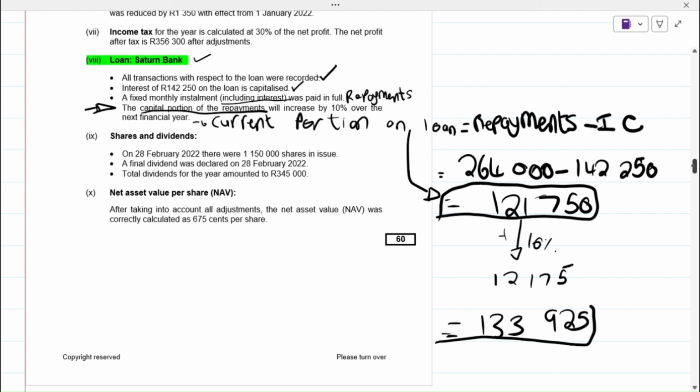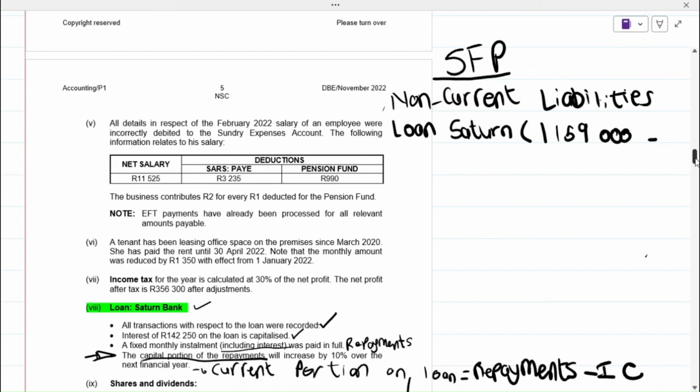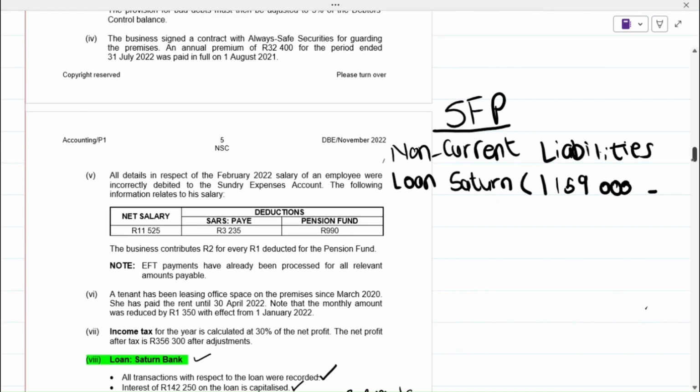Your current portion on loan just tells you, from my non-current liability, my long-term loan, how much am I going to repay over the next 12 months? So over the next financial year, how much am I expected to repay, right? In this case, as we have calculated based on our given adjustments, it is 133,925. So let's go back to recording in your statement of financial position.